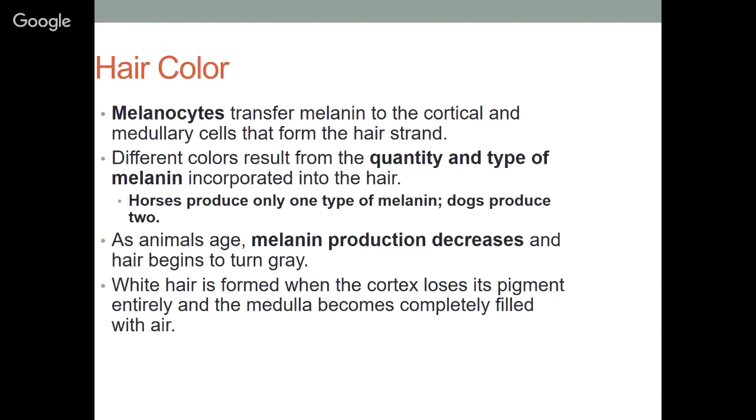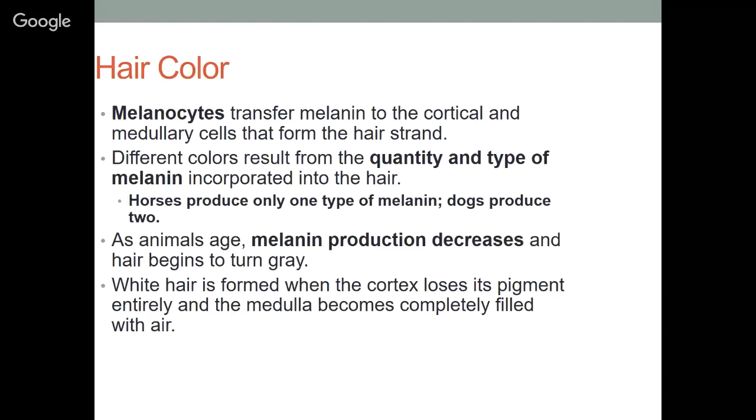As animals age, melanin production decreases and the hair is going to turn gray. White hair is formed when the cortex completely loses its pigment and the medulla becomes completely filled with air. Did you know that polar bears have clear hair? They have black skin and clear hair, and the reflection of the light gives us a white color to that hair.